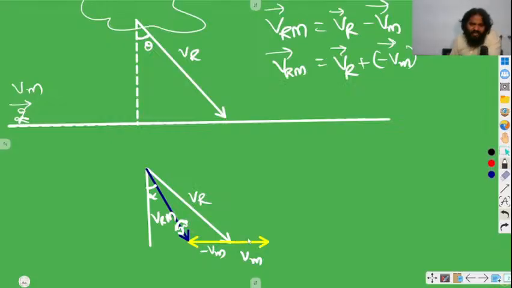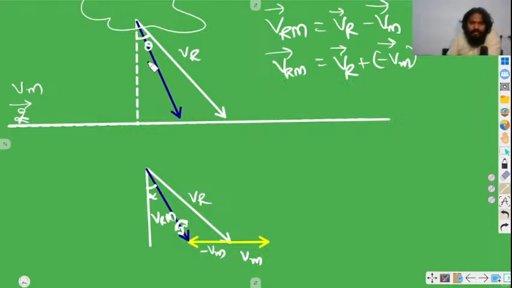See, the rain is falling in this direction, you are running with very less velocity, so you feel that the rain is still hitting your back. This is the resultant. Okay? So what is the resultant here? The resultant is like this. The blue one is the resultant one. So still you feel the rain hits your back.